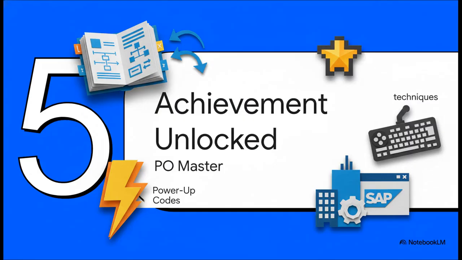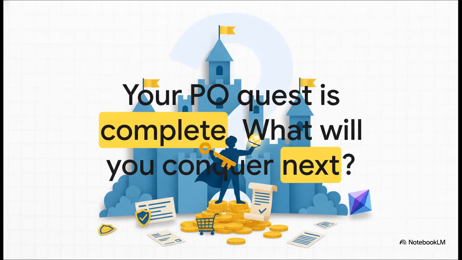And with that, you've done it. You faced the challenges, you learned the power-up codes, and you mastered both the manual and the shortcut methods. Consider this achievement unlocked. You are now officially a PO master. You have completed a fundamental quest in the SAP kingdom, and you've equipped yourself with a seriously powerful new skill.